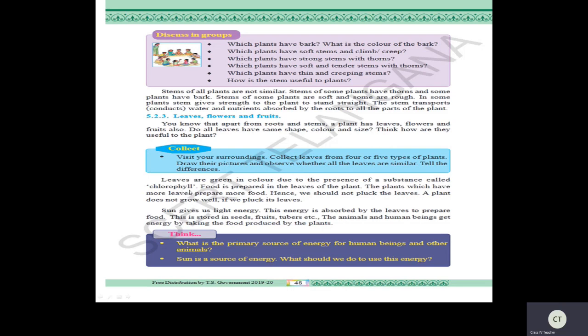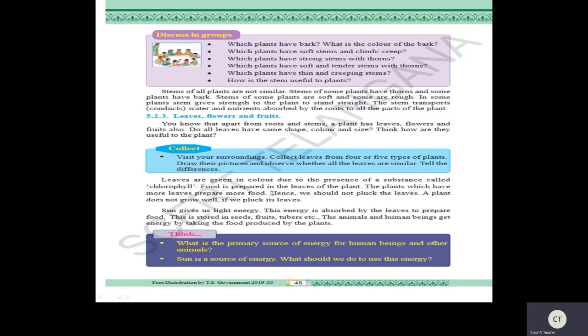Do you know, children, why our blood is red in color? Because of a pigment. We will call it hemoglobin, right? Because of hemoglobin, our blood is red in color. In the same way, the leaves are green in color due to chlorophyll, children.